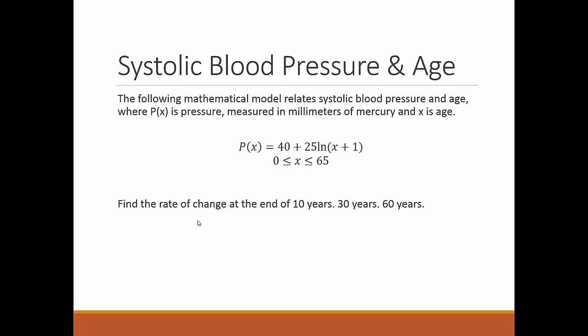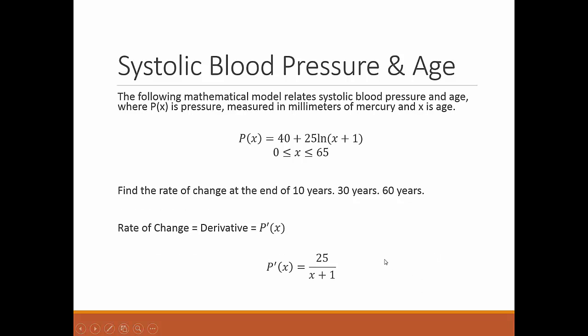Find the rate of change, derivative. When you see find the rate of change, that means to find the derivative, and then figure out the rate of change of the pressure. In other words, the change in pressure with respect to age of 10, 30, and 60 years.